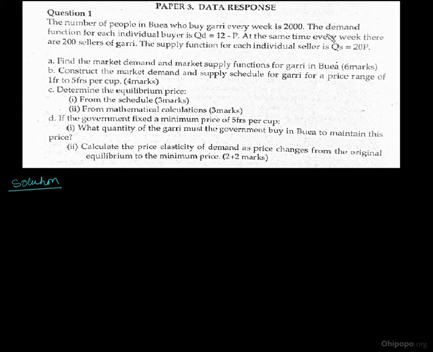Now, the demand function for an individual buyer is QD equals 12 minus P. At the same time, every week, there are 200 sellers who sell Gary, and the supply function for an individual seller is like that. Question A now says, find the market demand and supply schedule function for Gary in Buea.